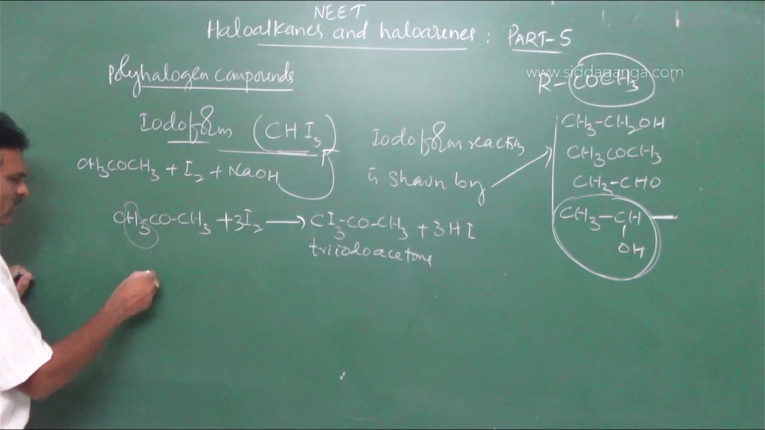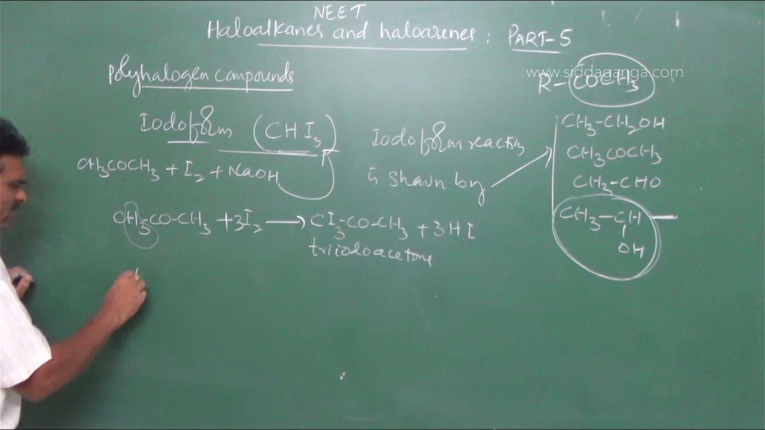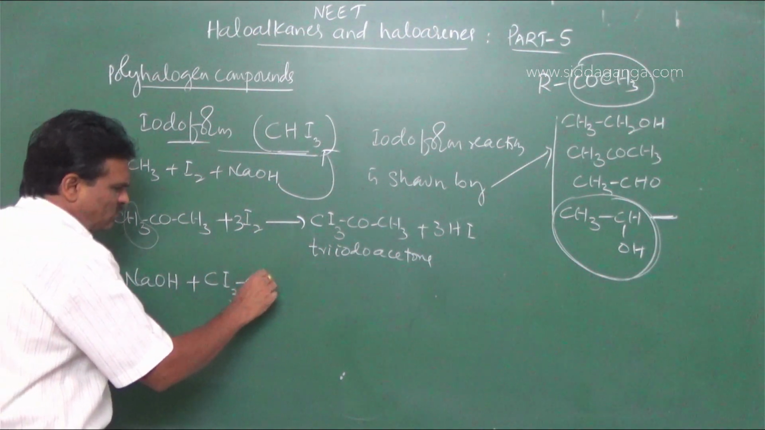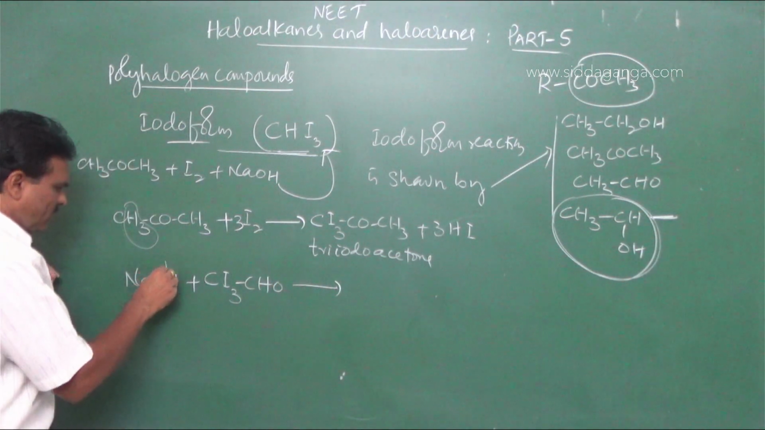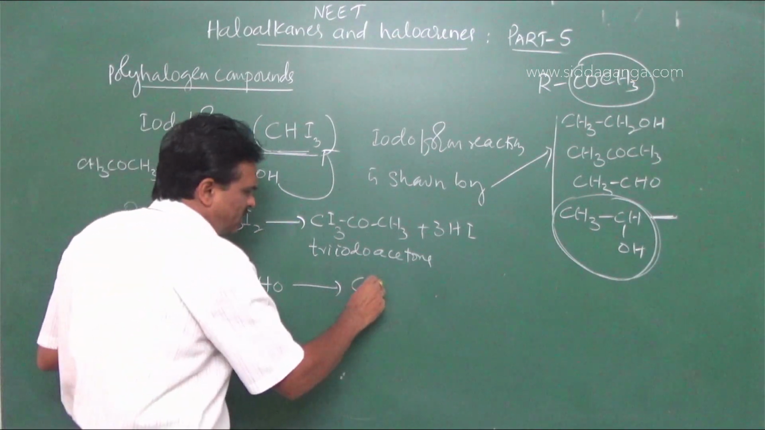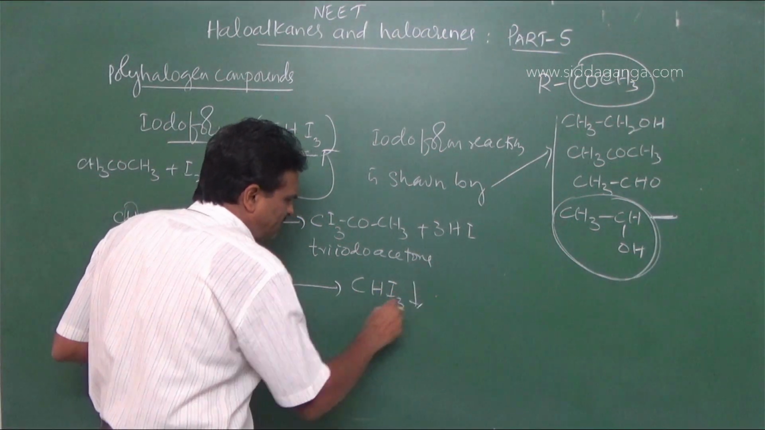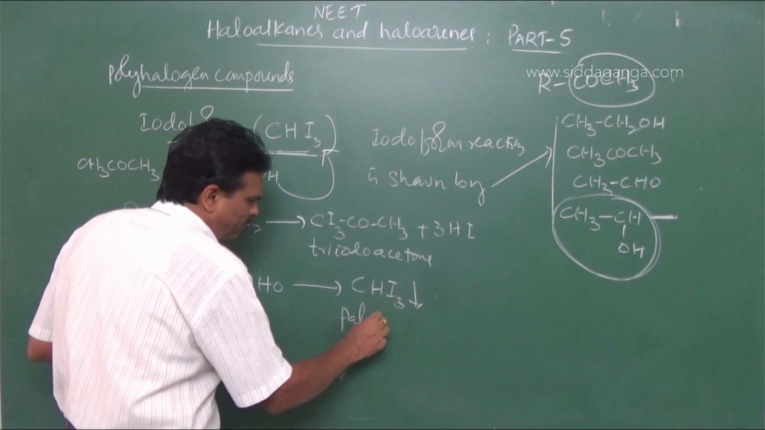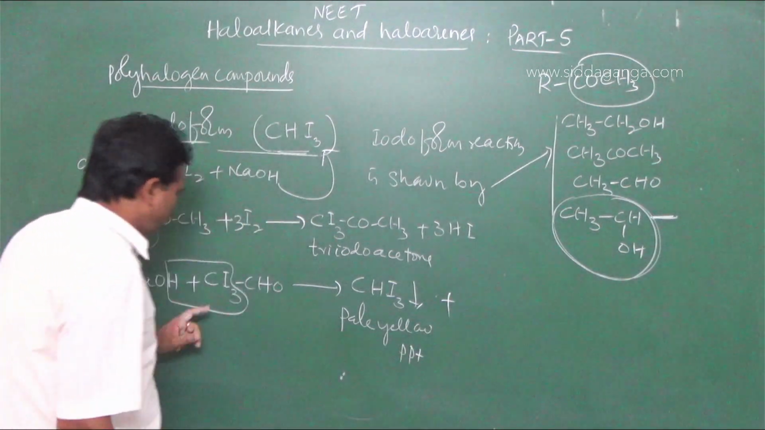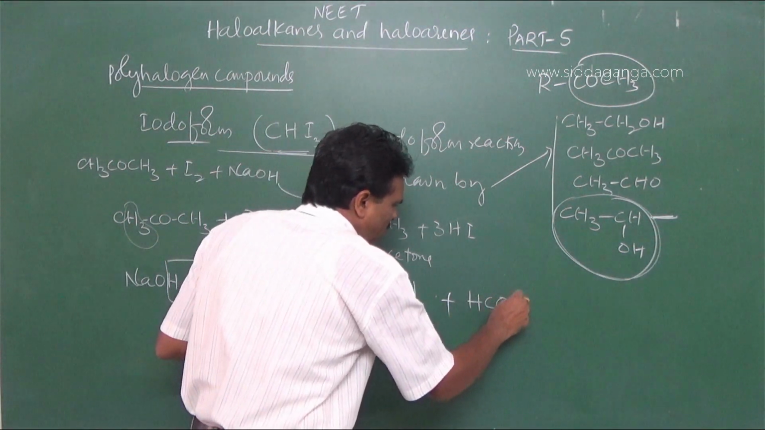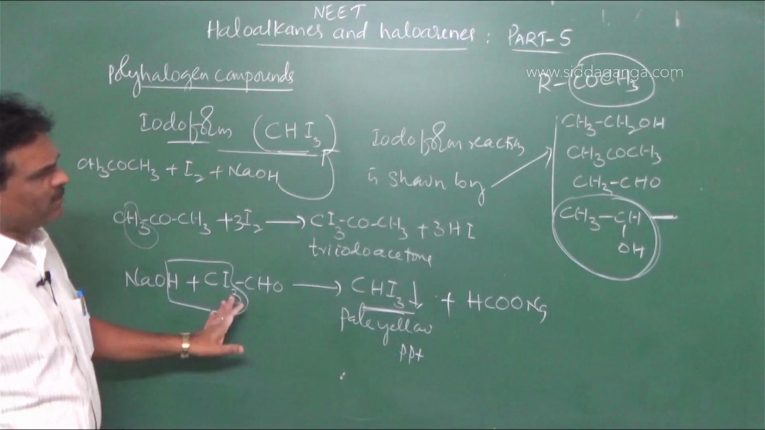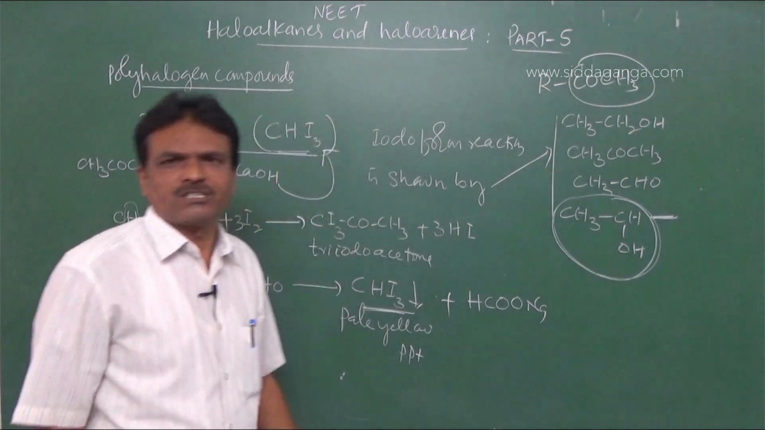Then this triiodoacetone, on treatment with sodium hydroxide, gives CHI3 and HCOONa. CHI3 is the pale yellow precipitate, formed along with HCOONa. This is iodoform. So the iodoform reaction is shown by all these compounds.